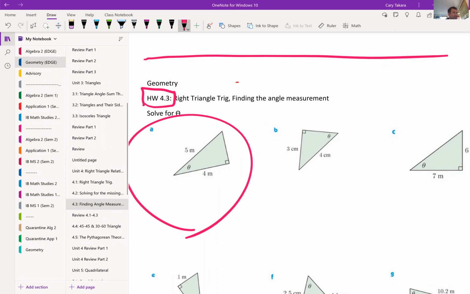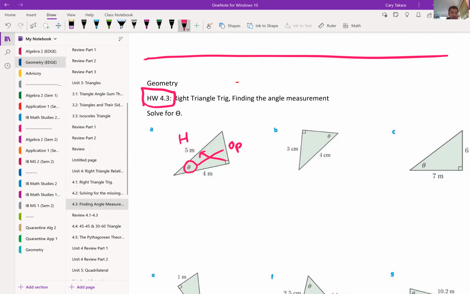Very good. So the answer has been already shared, but yeah, it is a cosine problem, isn't it? So let's label. The angle is right here. This is the opposite. This is the hypotenuse. Maybe I should write a capital H, hypotenuse. This is adjacent. And so we are dealing with the hypotenuse and adjacent, okay? Because there's nothing on the opposite.